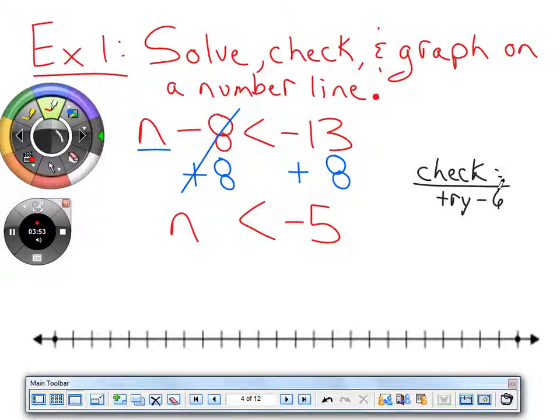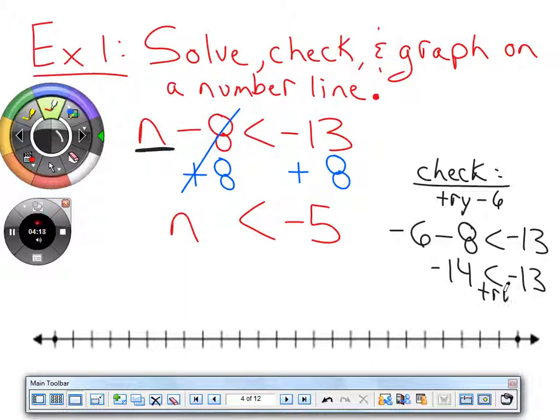So negative 6, let's go ahead and put it in for the variable and see if it would be true. So let's go negative 6 minus 8, and let's see if that's less than negative 13. Negative 6 minus 8, that'd be negative 14, and that would be less than negative 13. That's true. So we're probably on the right track here with this solution. So let's go ahead and graph it.